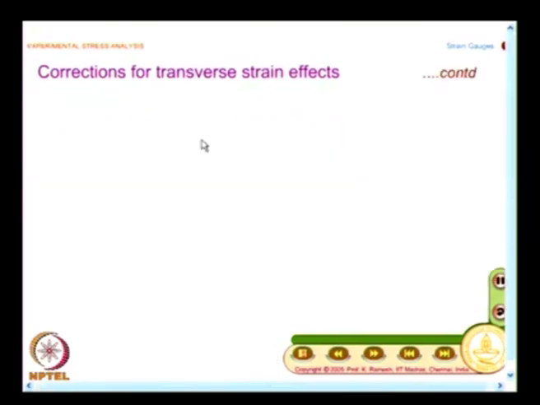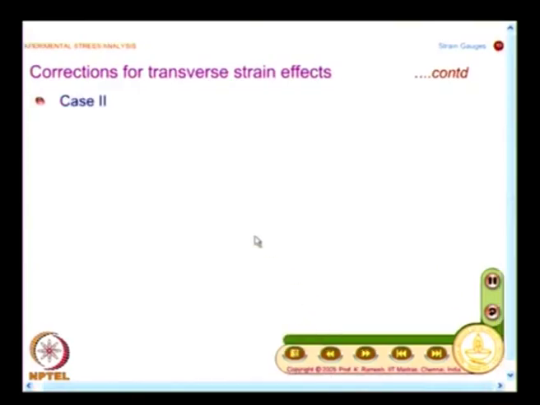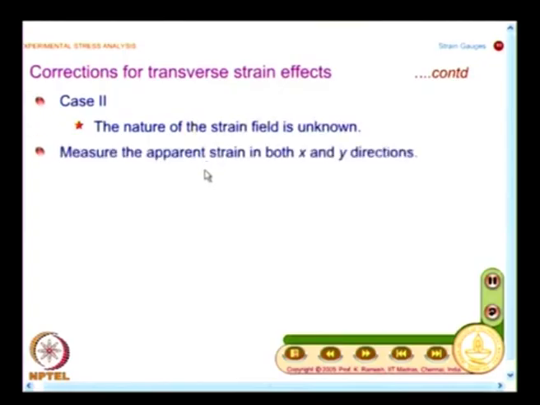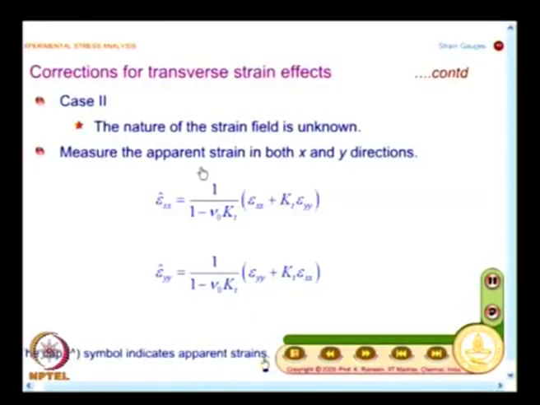Now, let us take up a generic case. I do not know the ratio, then what do I need to do? Then I need to do more work. If I do not know the ratio, I need to do more work. And how do I do this? Instead of one strain gauge, I need to paste two strain gauges and measure the apparent strain.